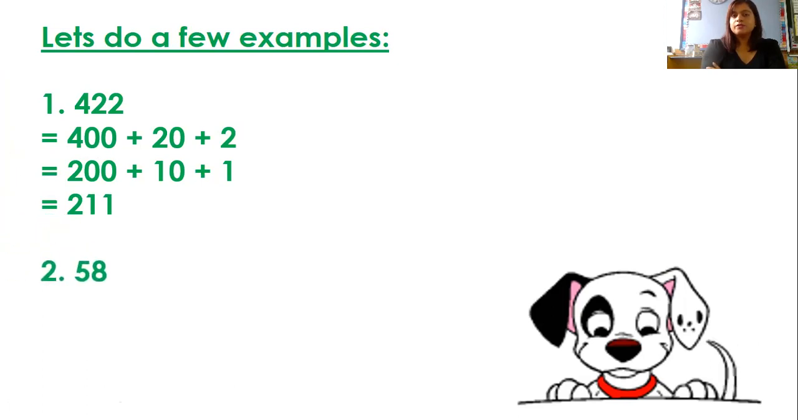Okay, number 2, 58. Here you can see I only have a 10 and a unit. So when I break it up, I'm going to break it up into tens and units. So it's 50 plus 8. Now I need to remember to halve 50 and halve 8. And when I do so, I will have 25 plus 4. I'm going to now add this together and I'm going to end up with 29.